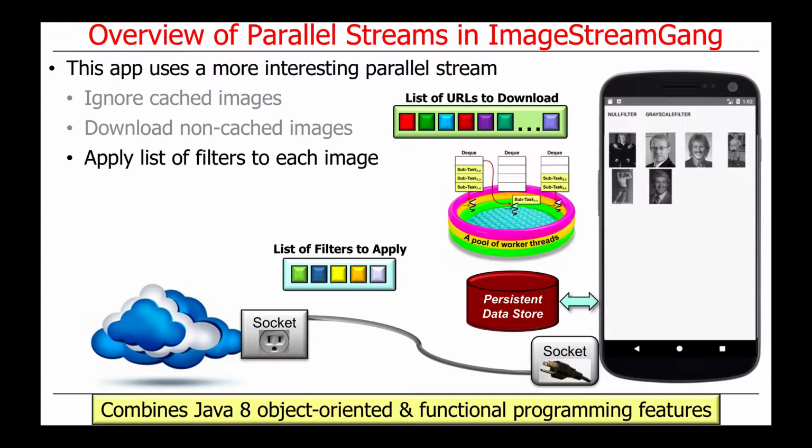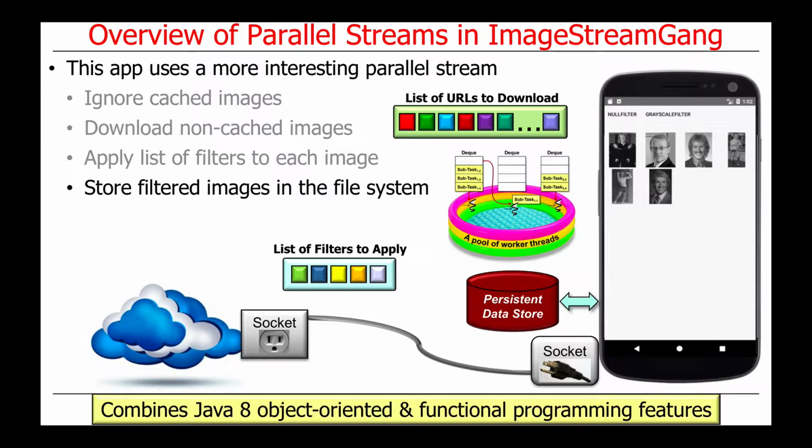The next thing we'll do is apply a list of filters to each image. These filters are probably better known as transforms or transformers. And they do things like red eye removal, grayscale, embossing, sharpening, whatever kind of image processing you might want to do on the bits and bytes that make up the image. Finally, the filtered images are stored in the file system of the local device, which could be an Android device, which could be a laptop, could be something else that is stored in a more traditional way.